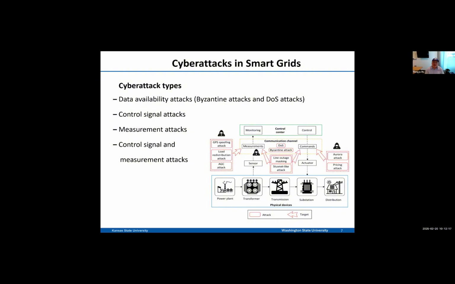The attack compromises the measurement sent to the control center, such that it misleads the operator about system voltage and system status, and makes them make mistakes in operation decisions. The fourth category is control signal and measurement attack. In this attack, the attacker compromises the control signal, and simultaneously manipulates the measurement data to cover the ongoing attacks.